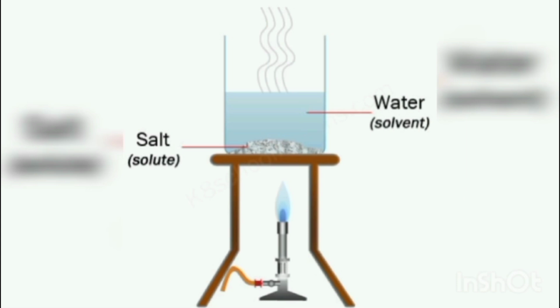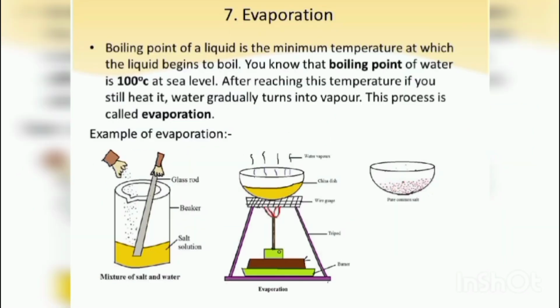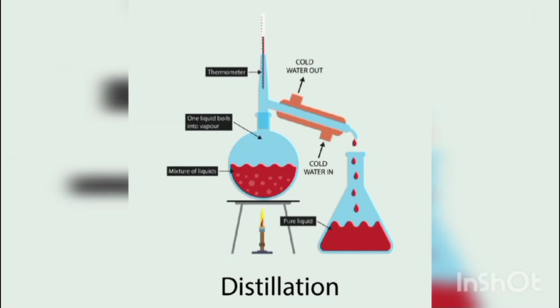Now I will discuss evaporation with you. What is evaporation? Boiling point matters a lot. What is boiling point? It is the temperature at which water starts boiling, like at 100 degrees Celsius water boils. Now distillation. What is distillation?